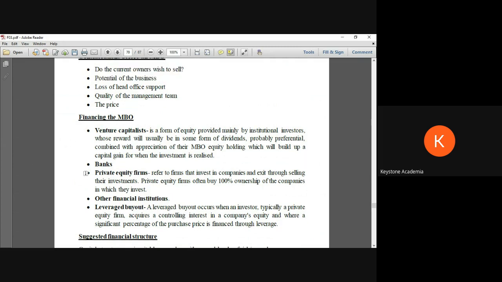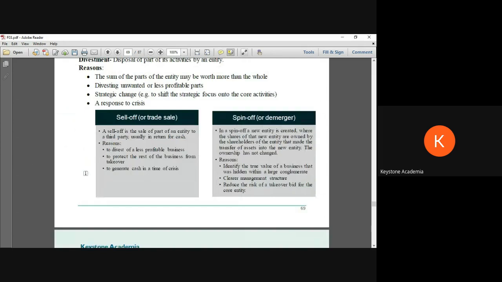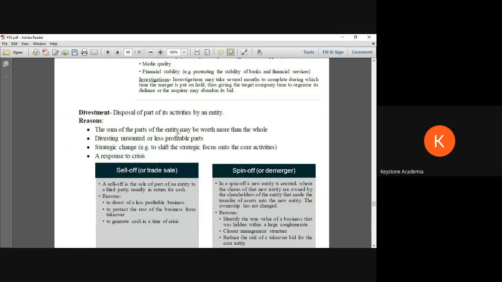We do it only when it's making a loss. It's not helping us in any way. Okay. Yeah, they have the disposal part of its activity by an entity.